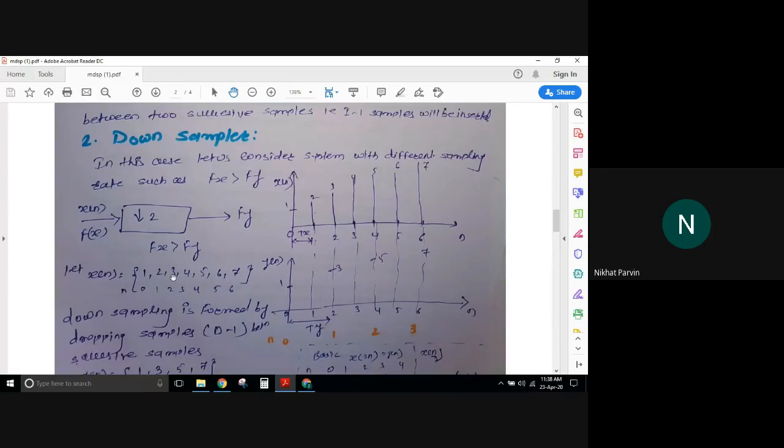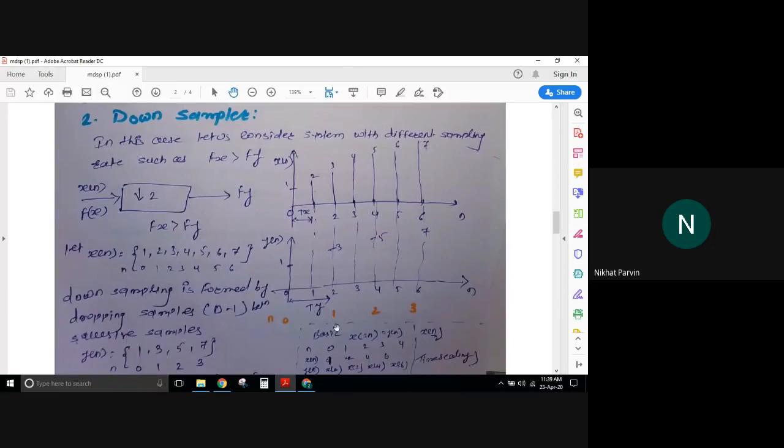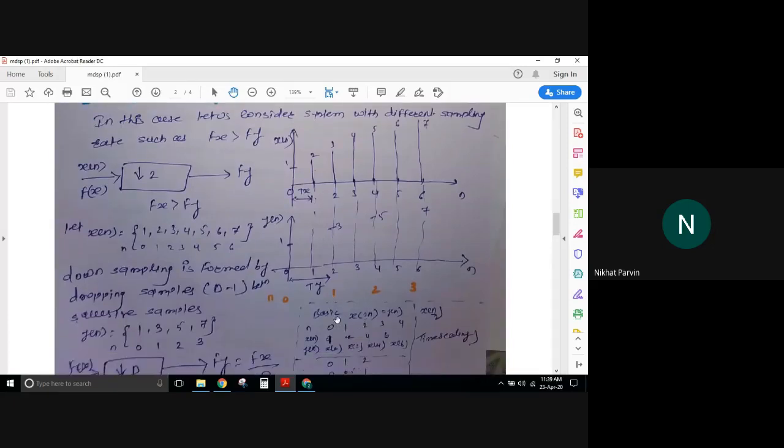Earlier we had 7 samples over there. Now we have reduced the number of samples. That means the unwanted ones I have simply removed from my sequence. That is what we have done. How can we do that? You can see this example: y of n equals x of 2n. Now go on putting the value of n from 0 to 6, the input sequence 0 to 6, and write it down. I wrote till 4 only: 0, 1, 2, 3, 4.